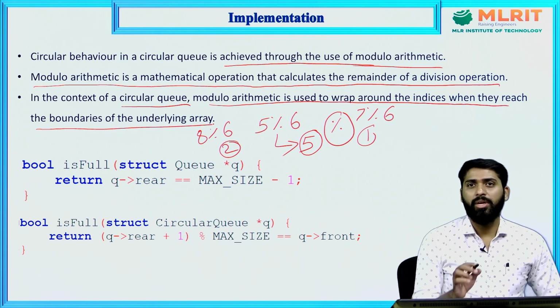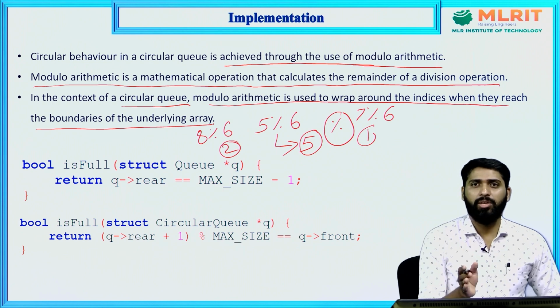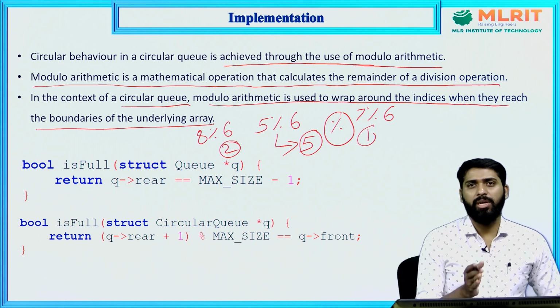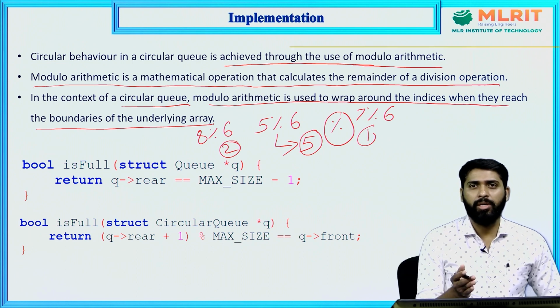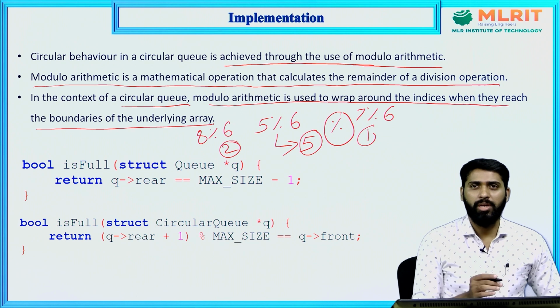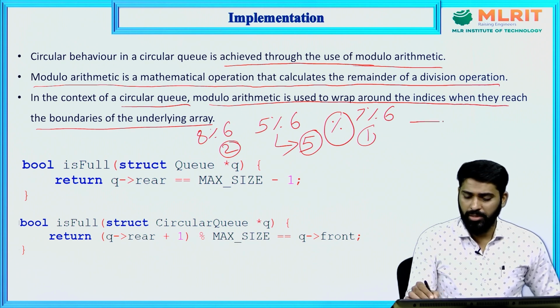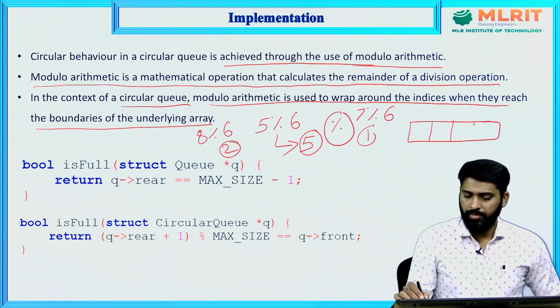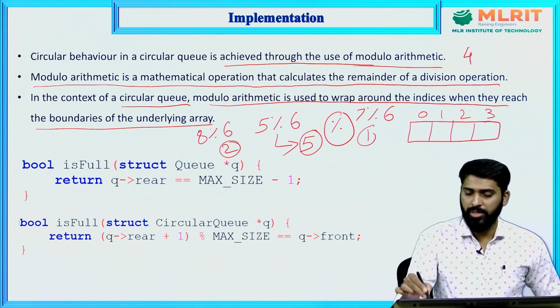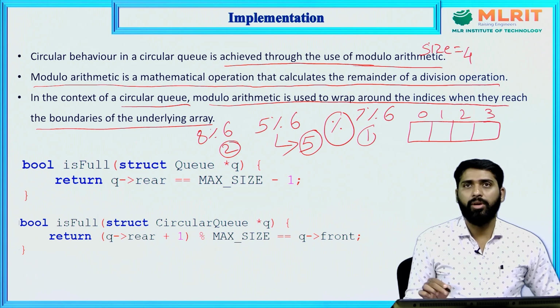Now how do we connect the last element with the first element? The definition of a circular queue is that we connect the last element with the first element. How can we connect them? By using the modulus arithmetic operator. So how? Let us assume this is the array, indices 0, 1, 2, 3. The size is 4. Let us assume the size equals 4 now.